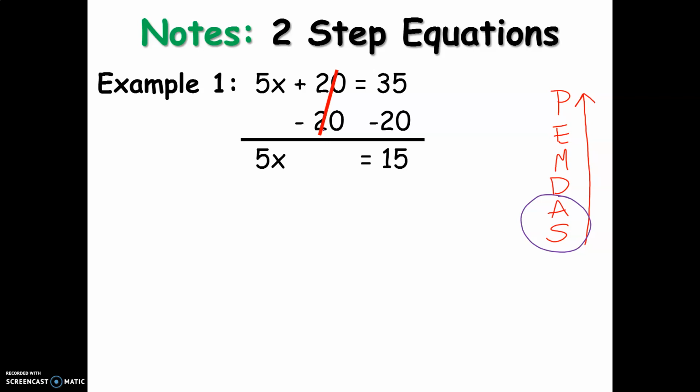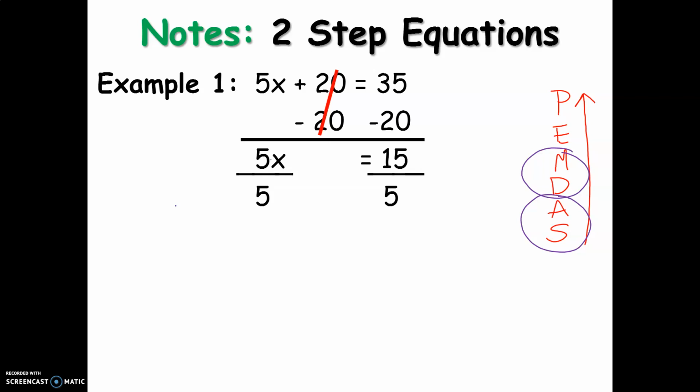The next thing we ask ourselves is, is there any multiplication or division? And there is. When I look at this equation, I see that 5 is being multiplied to x. Remember, when a number is next to a letter, it's multiplication. So this reads as 5 times x is 15. In order to isolate the variable x, I must get rid of the times 5. The opposite of multiplying both sides of the equation by 5 is dividing. So I will divide both sides of the equation by 5.